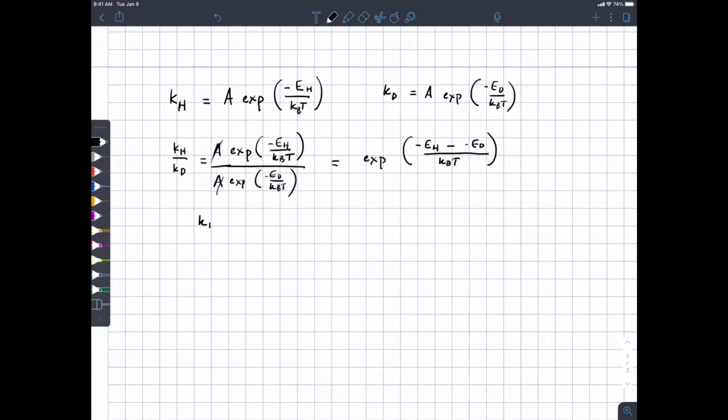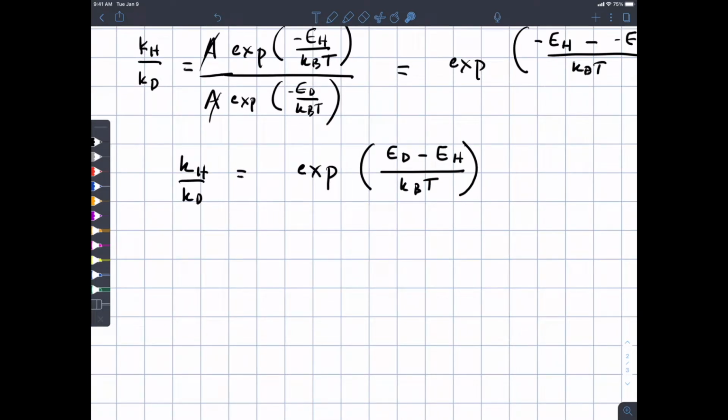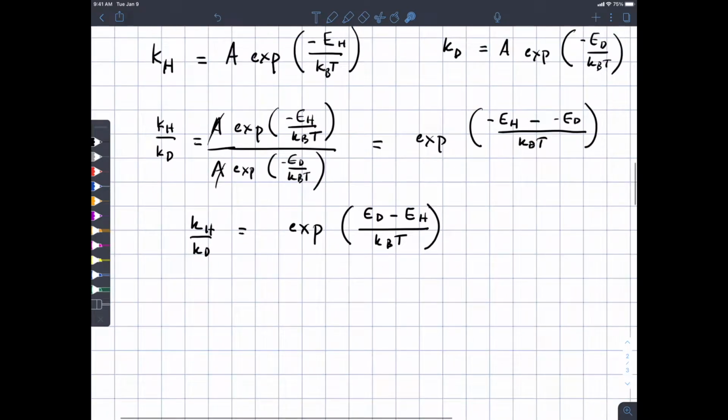In other words, the kinetic isotope effect that we observe is going to be related to the difference in activation energy for hydrogen versus deuterium. Okay, so this is useful. We expect a positive kinetic isotope effect when the activation energy for deuterium is greater than the activation energy for hydrogen. And the bigger that difference, the bigger the kinetic isotope effect that we're going to observe.